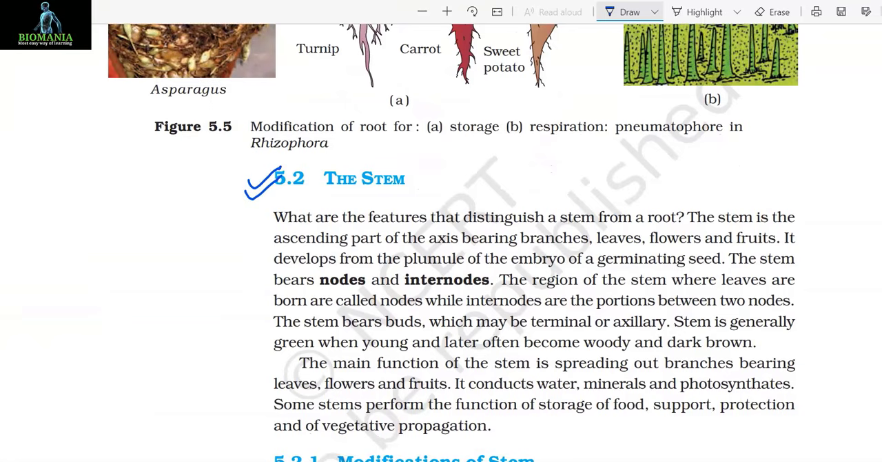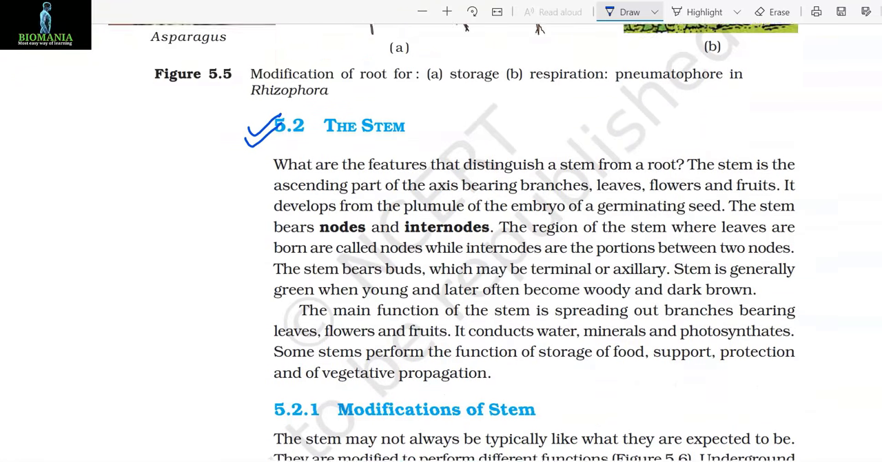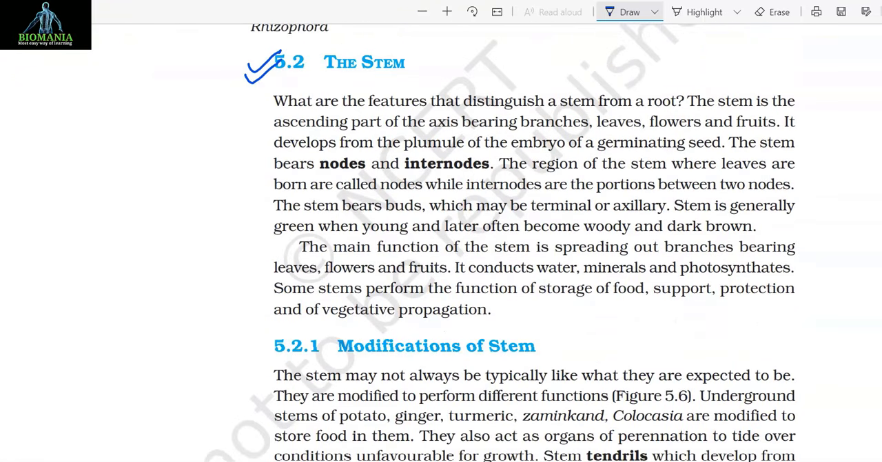5.2 The stem. What are the features that distinguish a stem from a root? The stem is the ascending part of the axis bearing branches, leaves, flowers and fruits. It develops from the plumule of the embryo of a germinating seed. The stem bears nodes and internodes. The region of the stem where leaves are borne is called nodes, while internodes are the portion between two nodes.